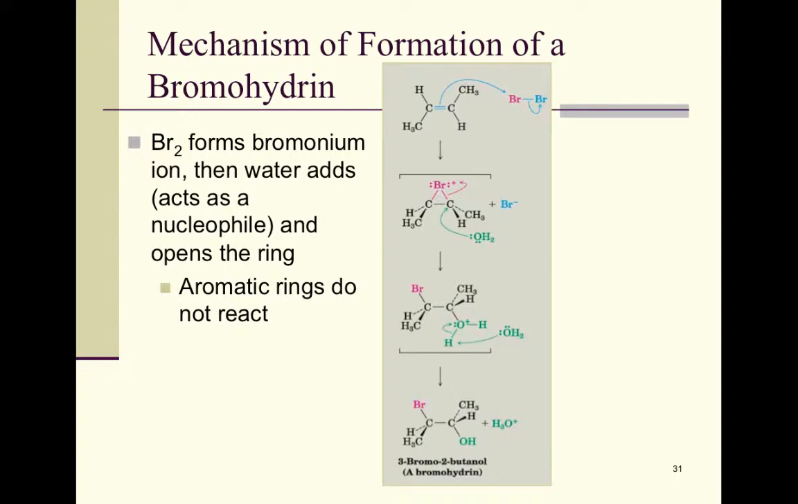Mechanism of formation of a bromohydrin. Br2 forms a bromonium ion, then water adds and acts as a nucleophile and opens the ring. This will not happen to aromatic rings. For this mechanism, we have the pi electrons attacking the bromine. The pair of electrons that were holding the two R's together are going to go to the Br, making the bromide ion. And we have the bromonium ion.